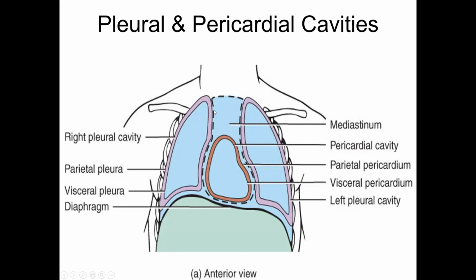There is an additional space in the thoracic cavity called the mediastinum. Organs here do not have a covering membrane. Organs that are present here are the esophagus, trachea, and some large blood vessels.